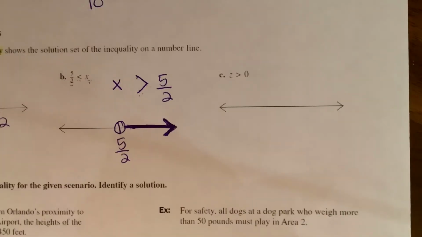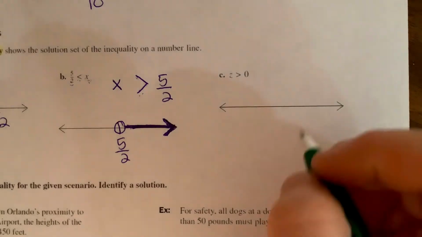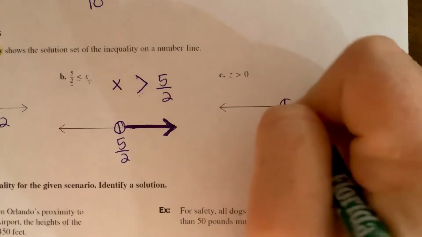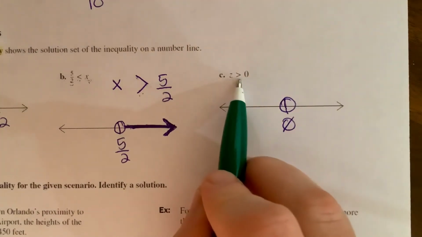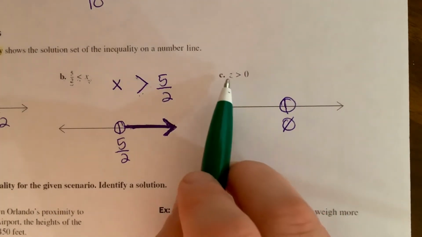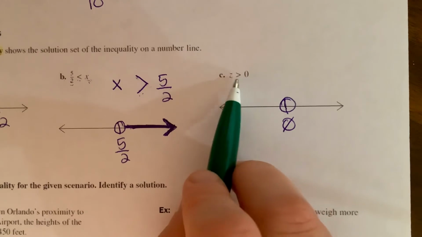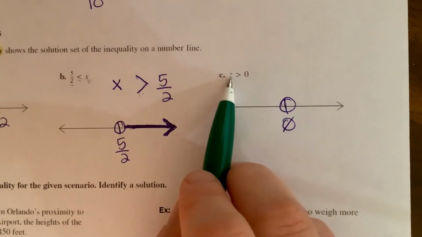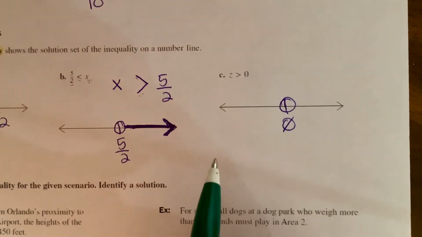Okay, and then lastly, z is greater than 0. I'm going to plot 0 in the middle of my number line, put a bubble around it. There is no line under my inequality symbol, so that means z has to be bigger than 0. It cannot equal 0. So I'm not going to shade this in, but I am going to shade in all the numbers greater than 0.